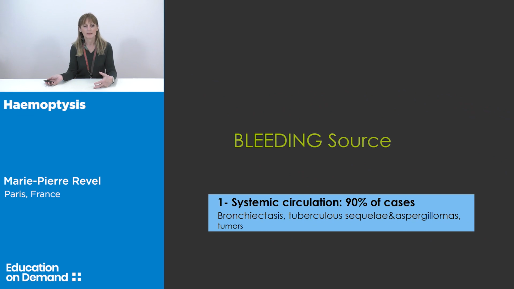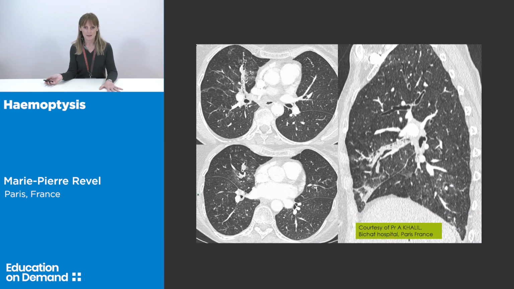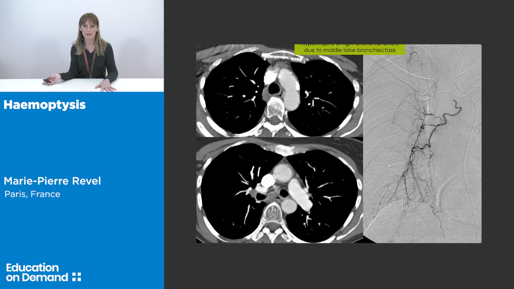The reason why, when the bleeding is very severe, patients are directly referred for bronchial embolization, but it's a bet. And I think that in any situation where it's possible, it's better to perform a CT first. This is here a case of a patient treated by my colleague, Professor Khalil from Paris, presenting with a very severe haemoptysis due to this bronchiectasis from the middle lobe, and the patient was successfully treated by right bronchial embolization.